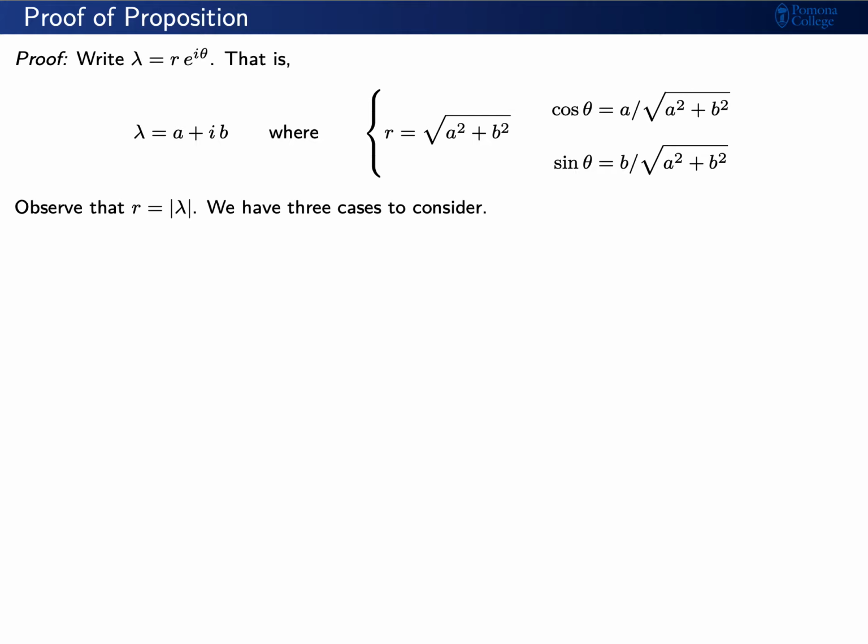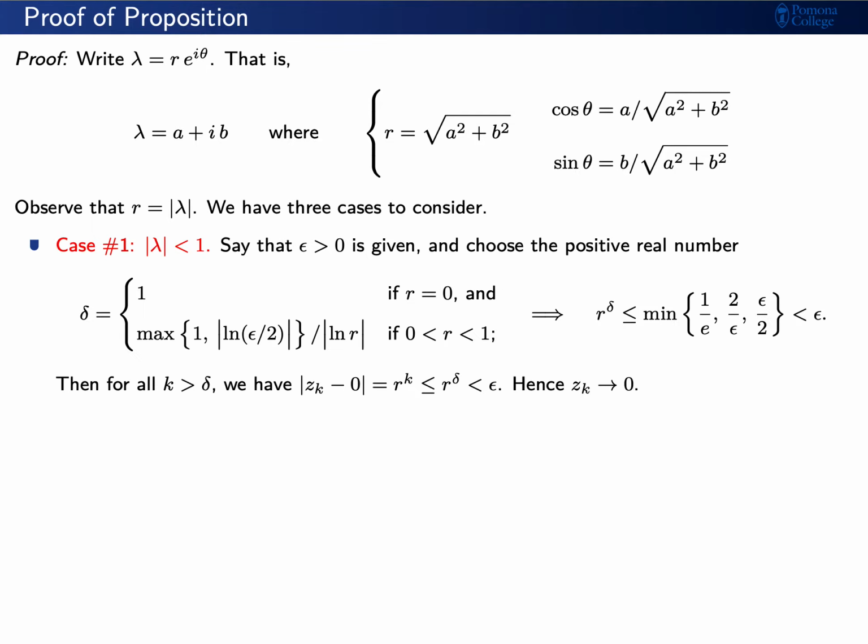In order to prove the theorem, we're going to consider 3 cases. First, let's say that the absolute value of our complex number lambda is less than 1. Well, here, if a positive epsilon is given, we can choose a positive delta as you see on your screen. This is a matter of making sure that whenever k is greater than delta, then the absolute value of z sub k minus 0 is less than epsilon. Hence, from the way we set up our definitions, the limit of the z sub k actually tends to 0.